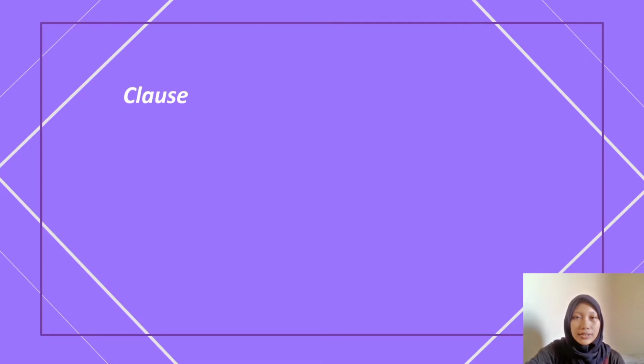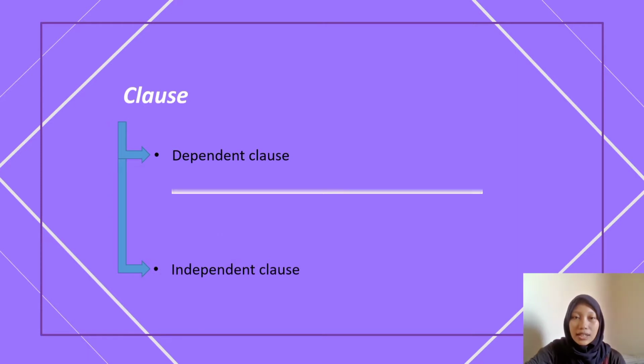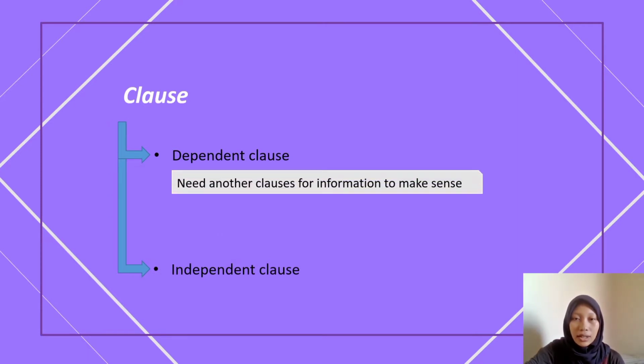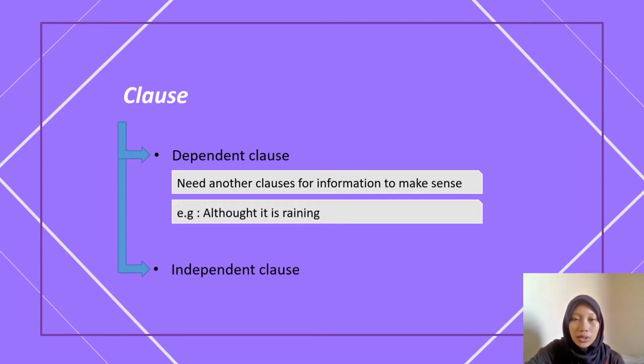There are two kinds of clause. That is dependent clause and independent clause. A dependent clause needs another clause for the information to make sense. This is because a dependent clause begins with a subordinator that makes the meaning of the clause unclear or vague. Example: although it is raining.